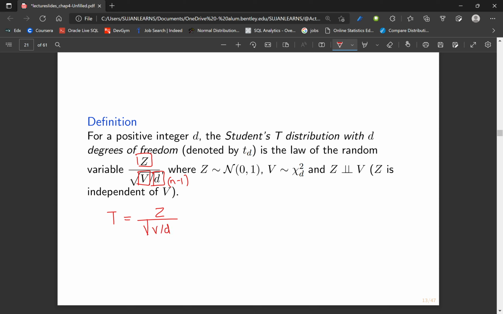This distribution has a parameter that is determined by the sample size. It is not determined by anything else, just by the sample size. And we know the sample size of our data. And d is the number of degrees of freedom, which is n minus 1. Now, that's the definition of student distribution.